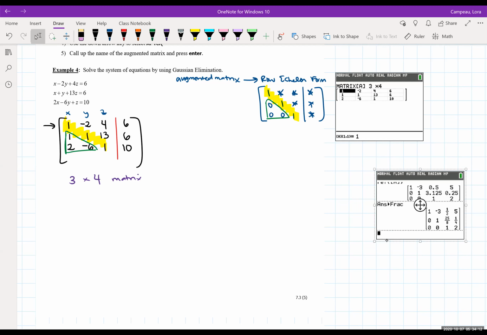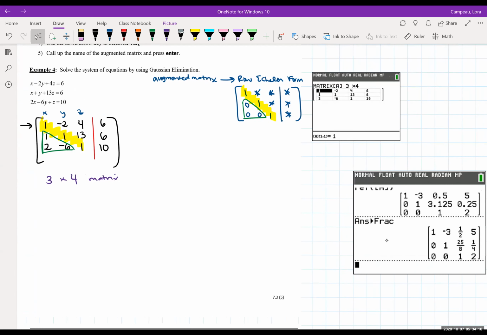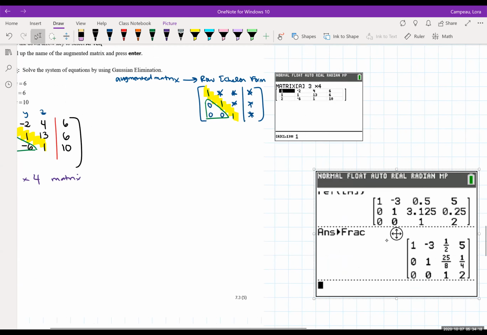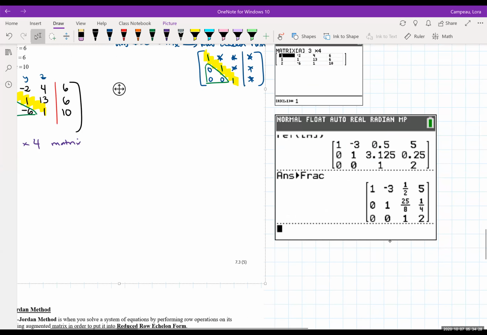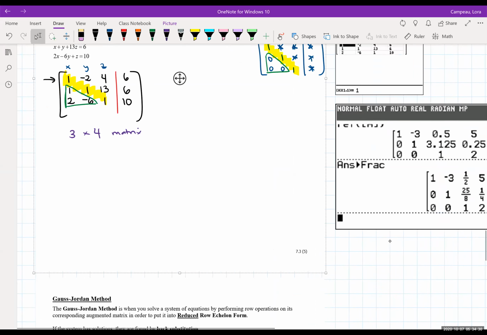And make it a little larger for ourselves, just because it'd be nice to see things a little bit more. So let's make sure you can see what I see. Yes, you can. Okay, so let's keep in mind what we have just done: we have turned our augmented matrix into row echelon form. And just reminding ourselves what row echelon form is.